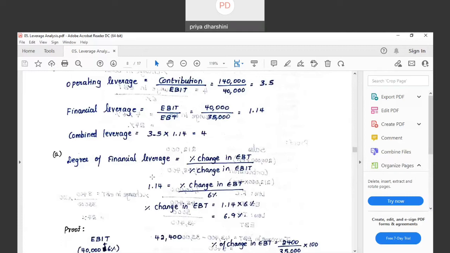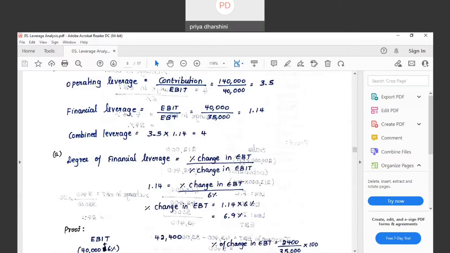Using the concept of financial leverage. Coming to degree of financial leverage, how do you write it? It is percentage change in dependent variable divided by percentage change in independent variable. What is dependent in financial leverage? EBT. What is independent? EBIT. So the formula is percentage change in EBT divided by percentage change in EBIT. How much is the financial leverage? 1.14.